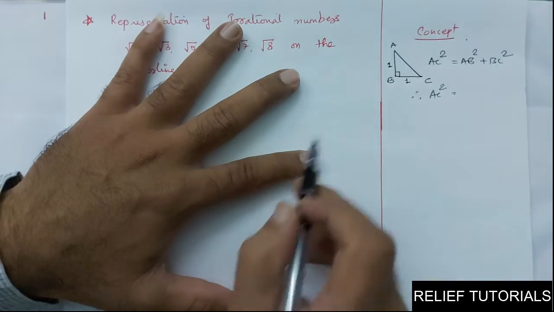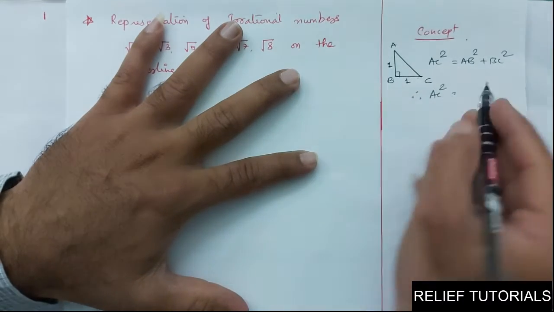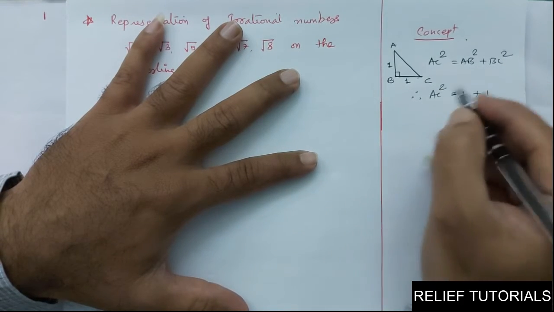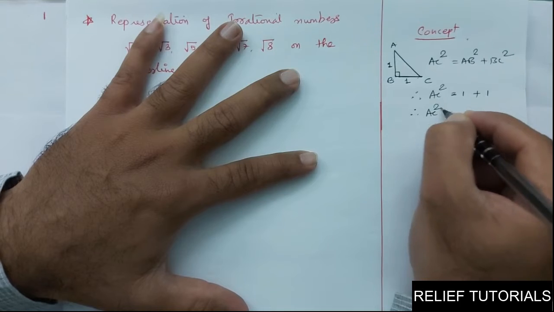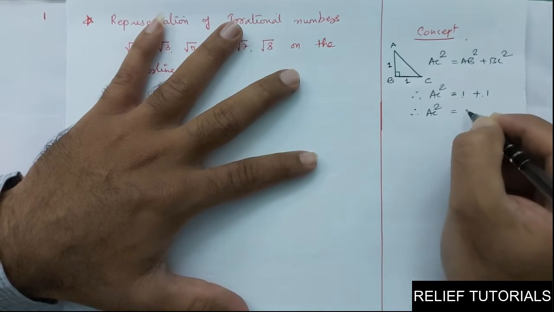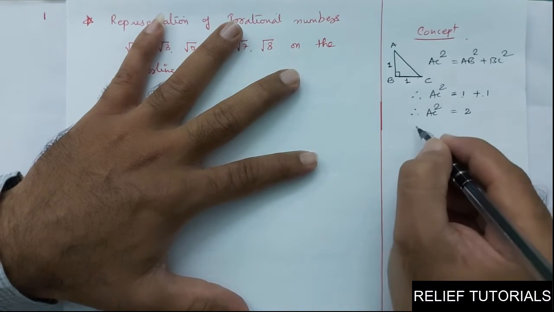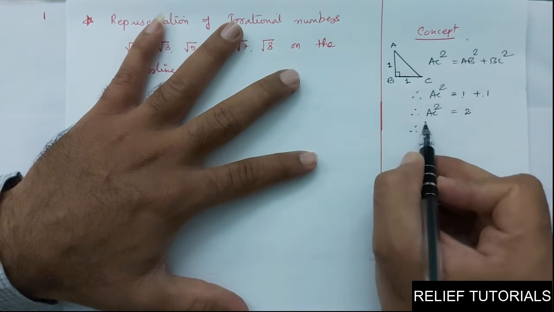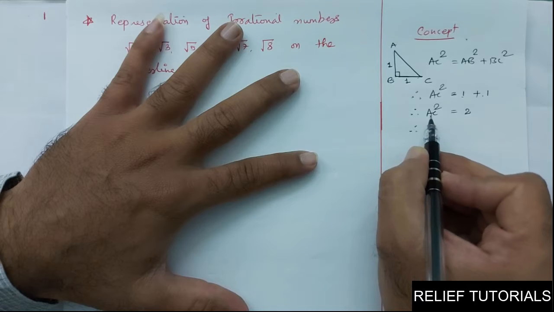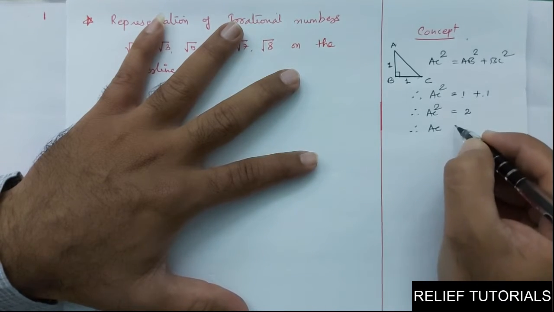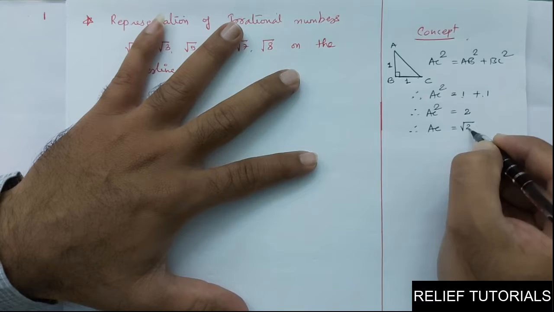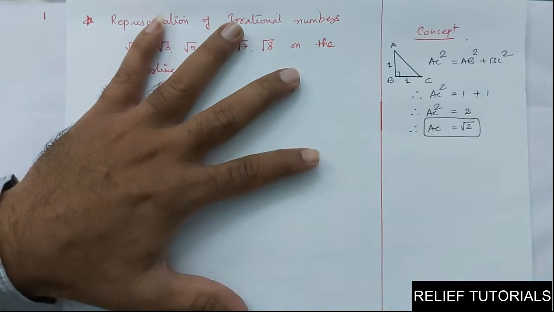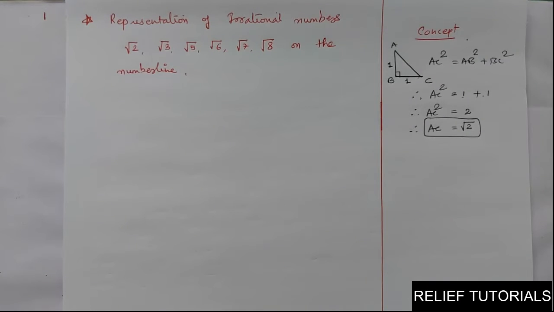Now AB square means 1 square is 1, plus BC square is again 1 square, which is 1, and therefore AC square is equal to 1 plus 1, that is 2. But AC square is 2, so we have to take the root on both sides to get the answer for AC. So AC should be root 2.